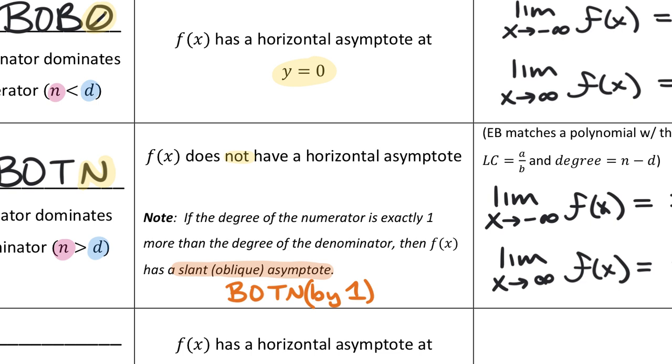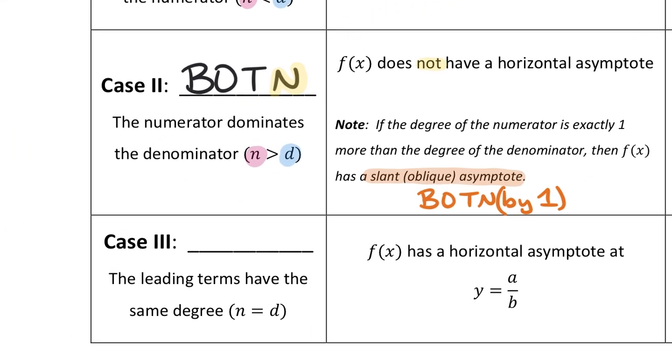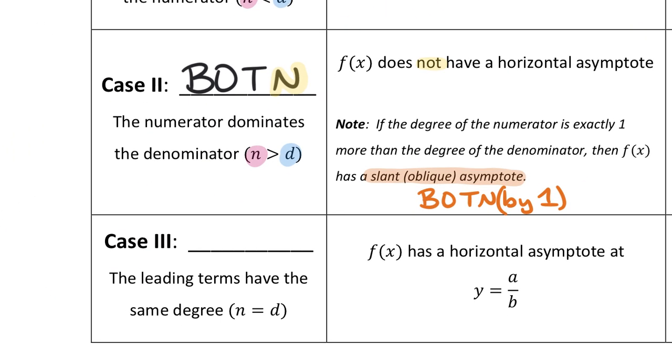Okay, so our BOTN, if you ever have a BOTN graph, bigger on top, you're going to pause because that one takes a little bit of work. Okay, because we might have a slant asymptote or you might just have end behaviors that both go up or both go down. The third case is called BETC.